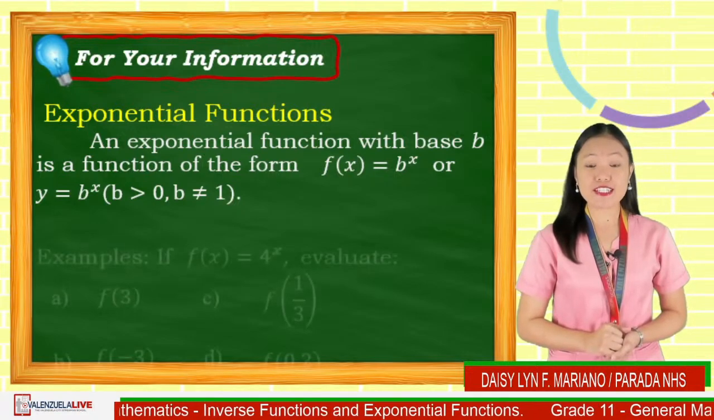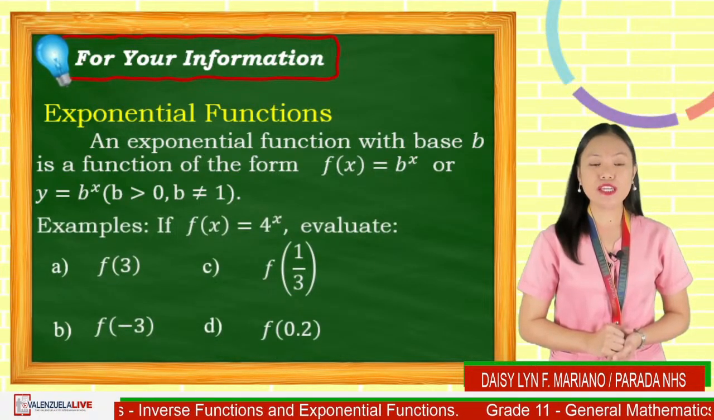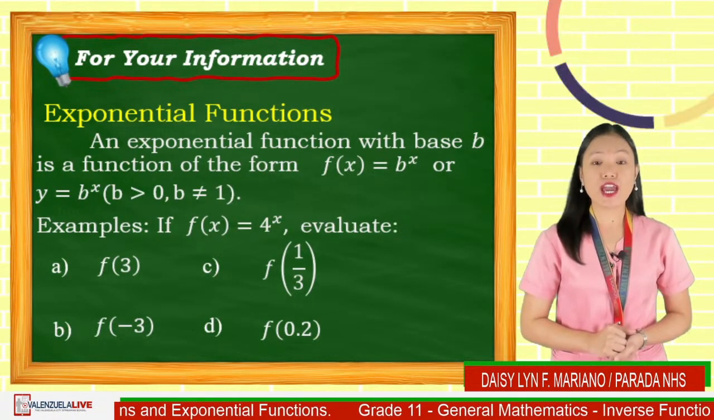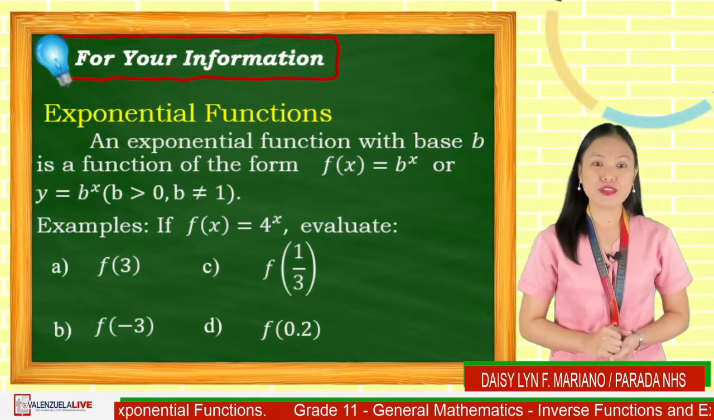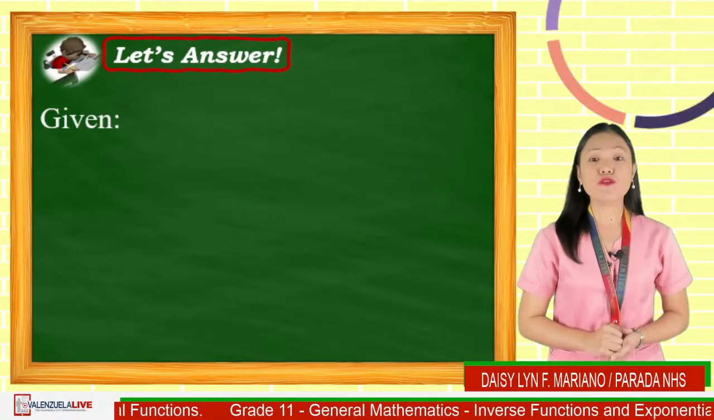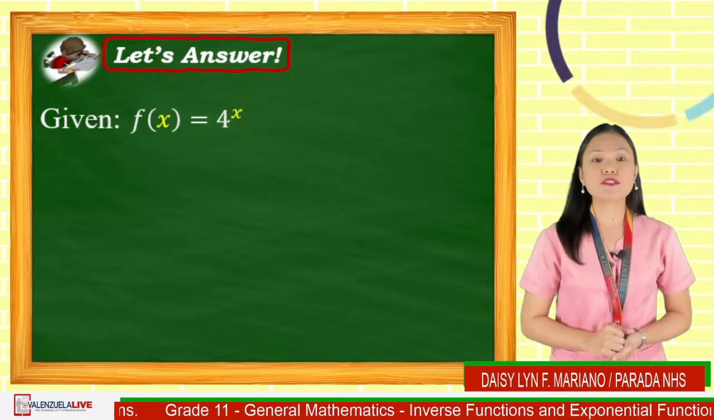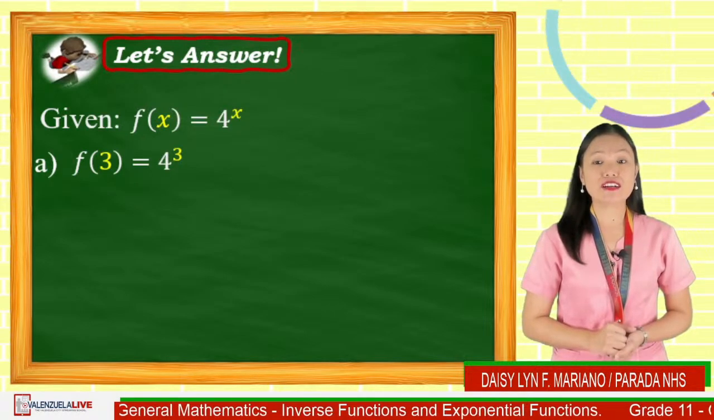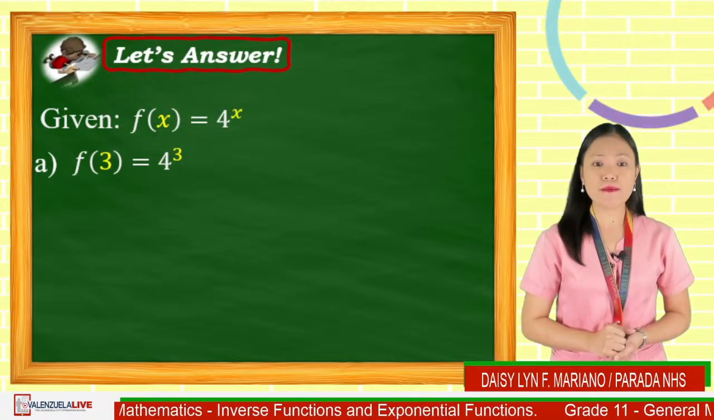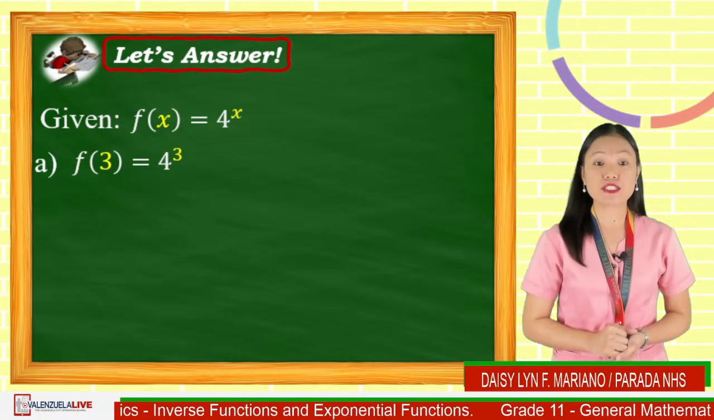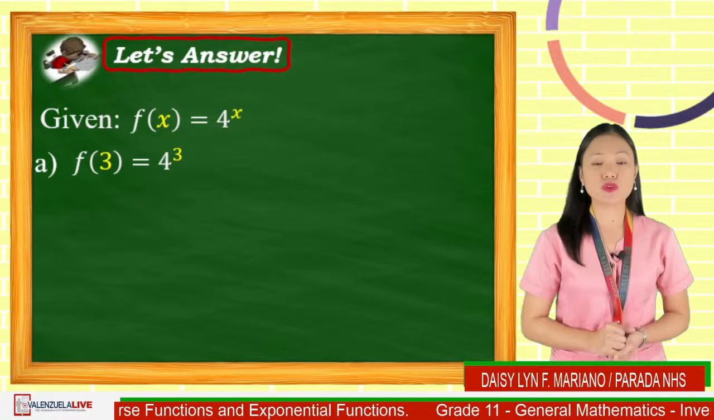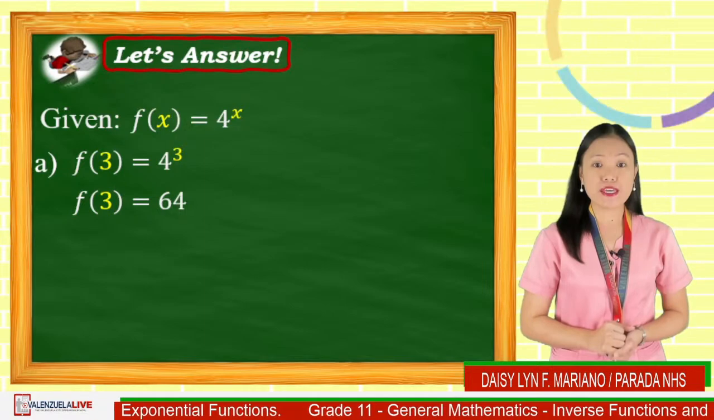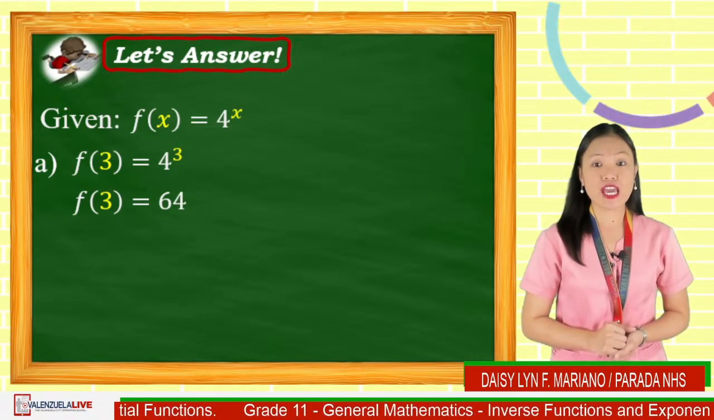Let us solve this example. If f of x is equal to 4 raised to x, evaluate f of 3, f of negative 3, f of 1 over 3, and f of 0.2. For letter A, given that f of x is equal to 4 raised to x, substitute 3 from the given. We have f of 3 is equal to 4 raised to 3. 4 raised to 3 means 4 times 4 times 4, which is equivalent to f of 3 is equal to 64.